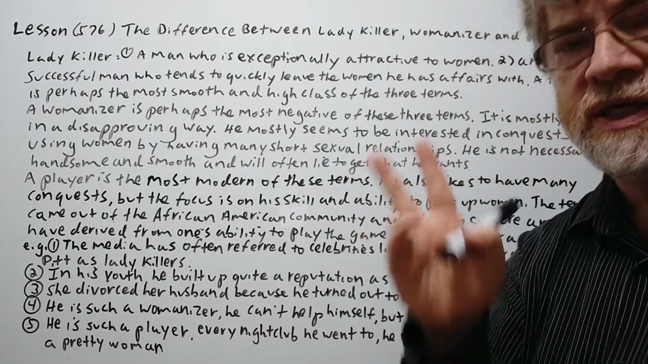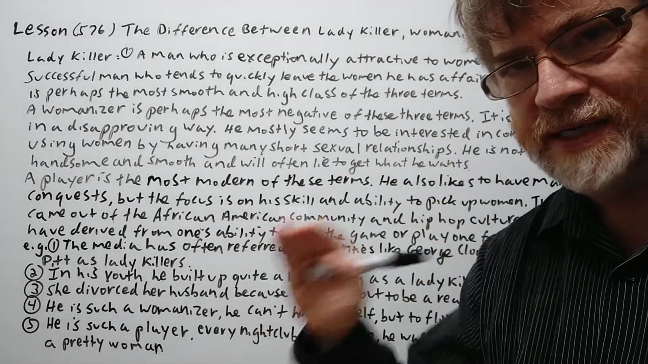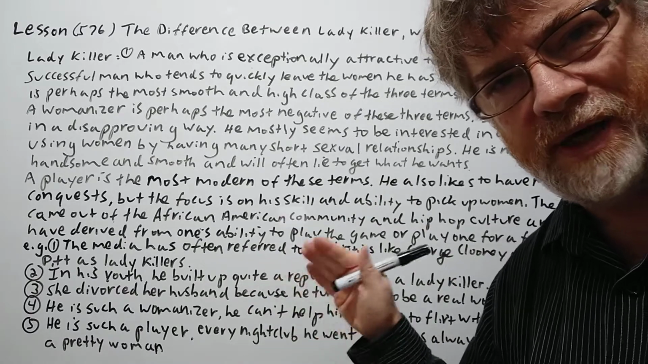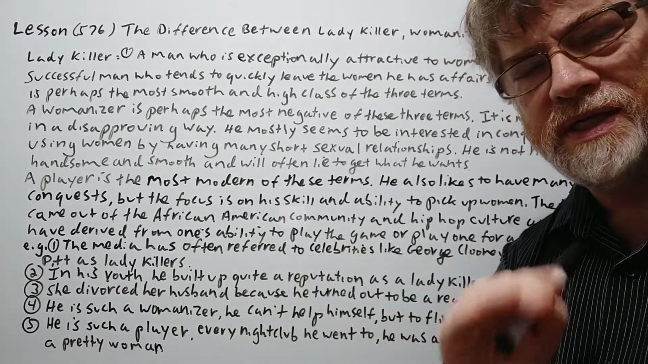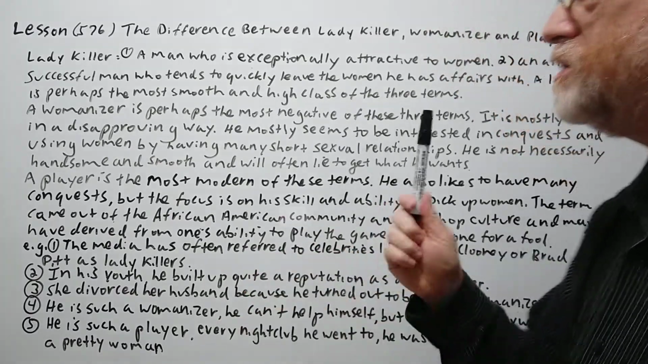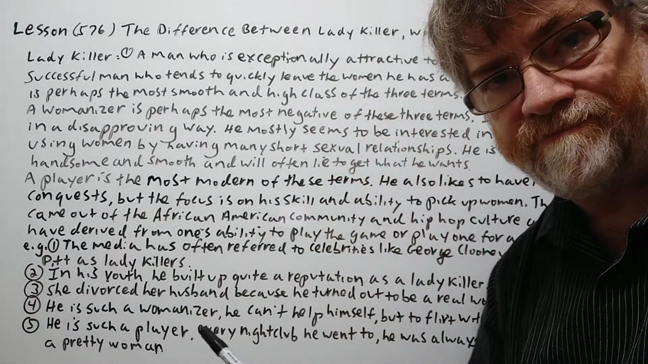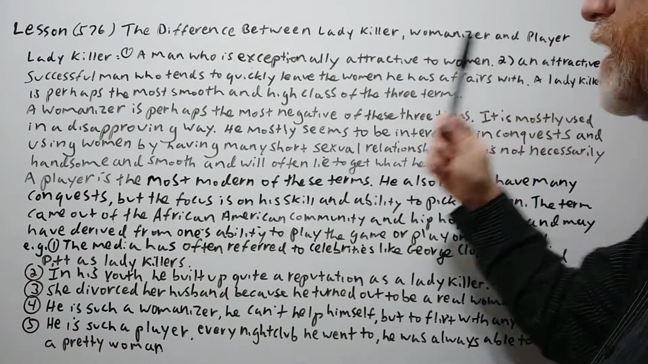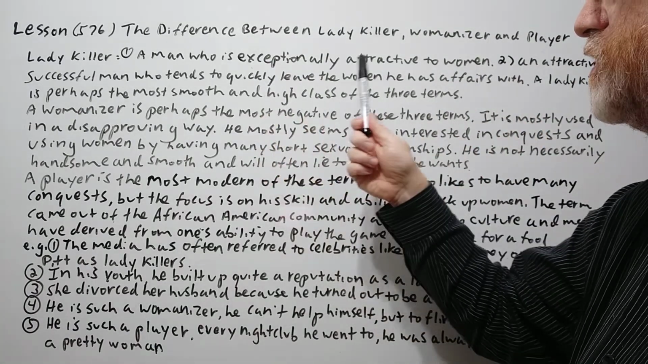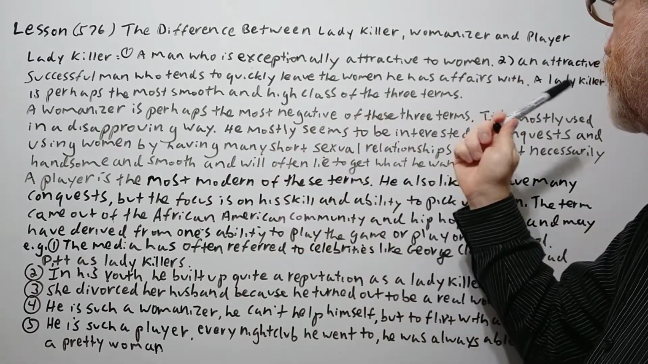You look at the dictionaries, and you see one is negative, that's closer to kind of a womanizer, and the other one tends to be more positive. So let's look at the first one as the more positive one. A man who is exceptionally attractive to women. Or an attractive, successful man who tends to quickly leave the women he has affairs with.